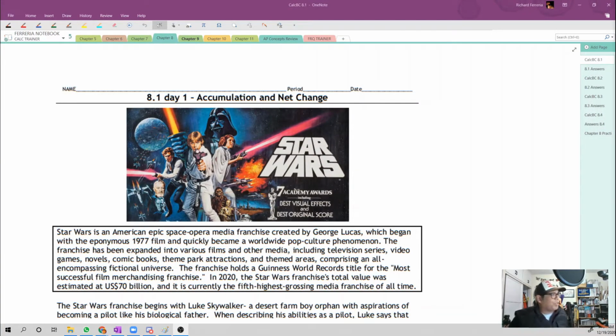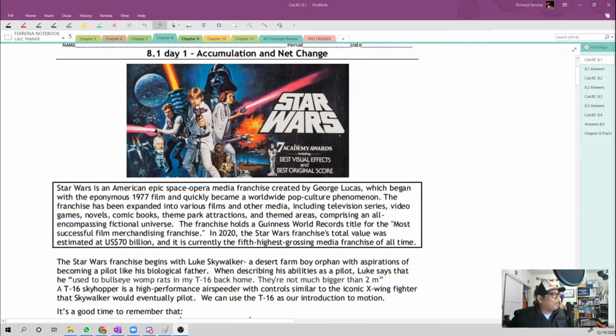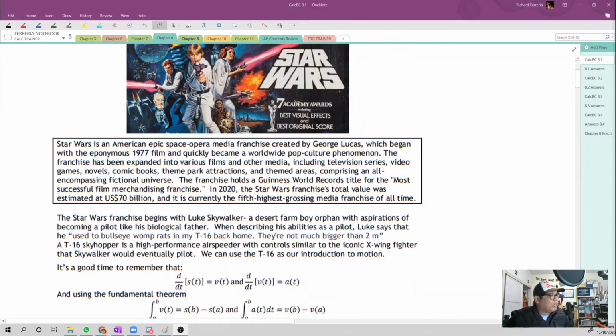If you don't know Star Wars, I don't know where you've been for the last 40 years, but it started out at least as an epic space opera media franchise created starting with the 1977 Star Wars film and continuing on today. So if you don't know much about Star Wars, go ahead and read through there.